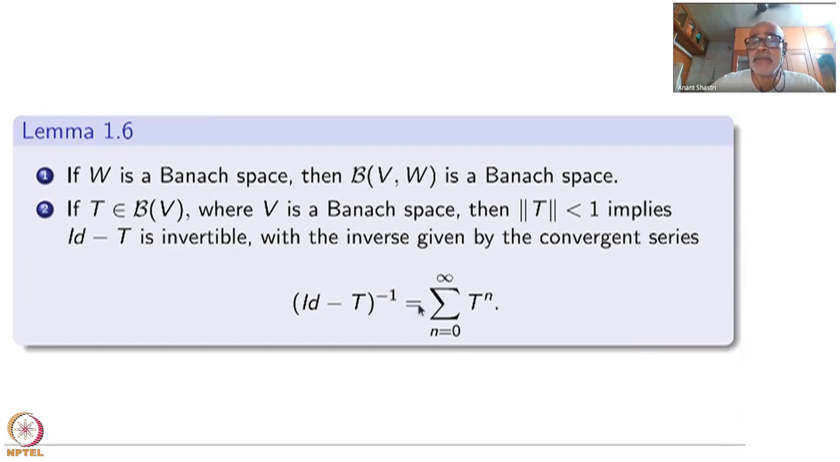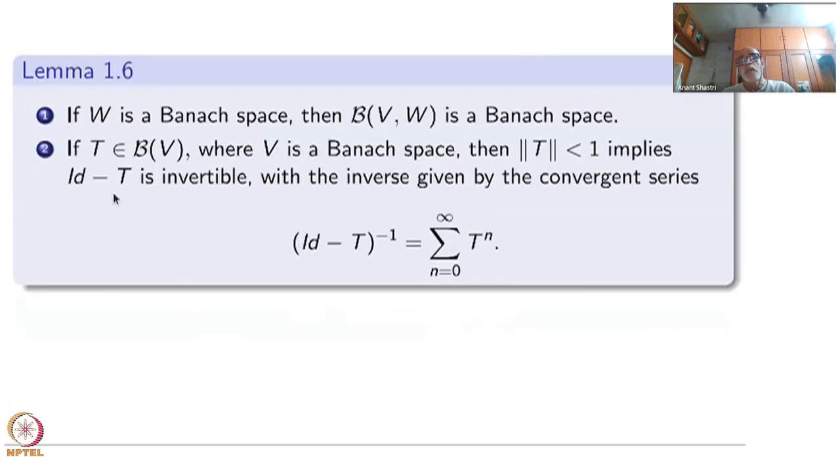Okay. Why is this convergent? Look at the partial sums. They are bounded by 1 plus norm T, let's call it C, 1 plus C plus C square and so on. This becomes a geometric series. So that is the proof. Okay.